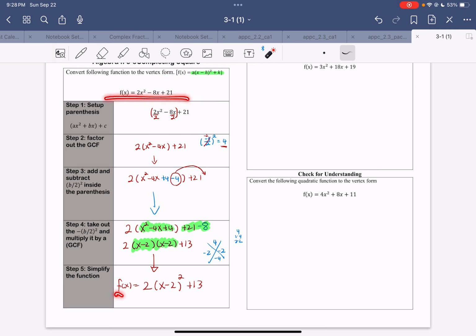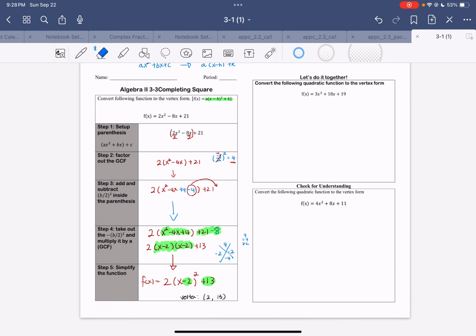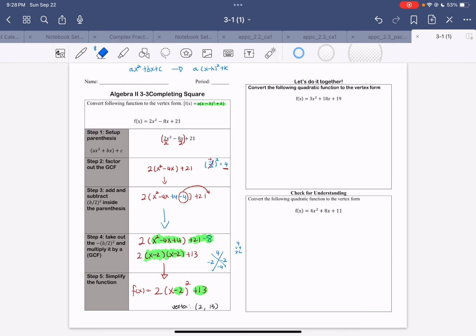When you put this one into decimals, these two are exactly the same graph. They just look different, okay? And here, 2, 13. This one is going to be our vertex. Okay, so keep that in mind. Our vertex is this number. So that's it. That's all you're going to do for this chapter.